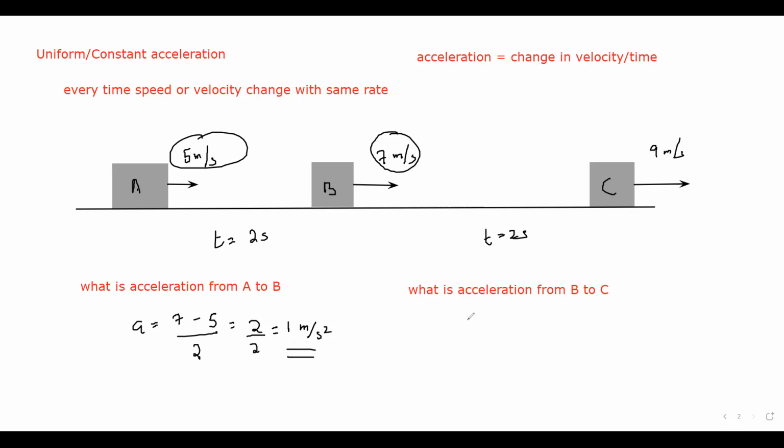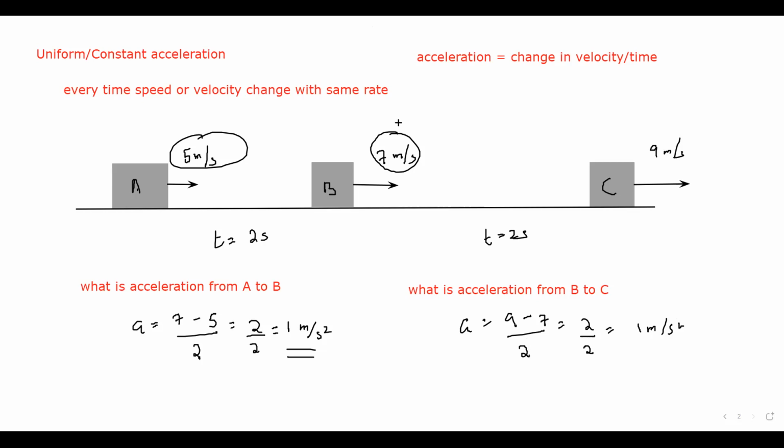So moving from B to C, the final speed is 9 and the initial speed is 7, divided by time interval 2. So 9 minus 7 is 2, divided by 2. That's equal to 1 meter per second square.